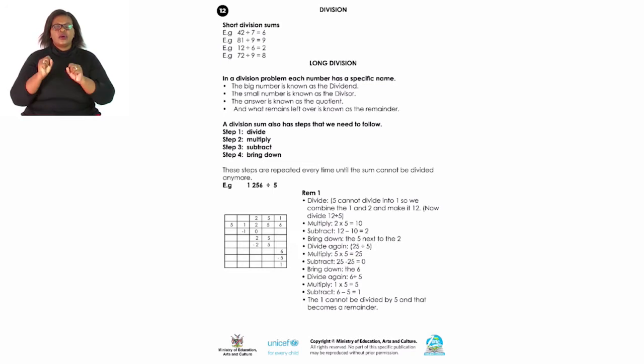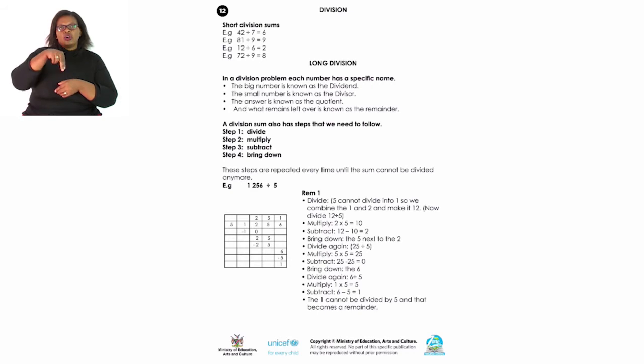Good. Long division. In a long division problem, each number has a specific name. The bigger number is known as dividend, and the smaller number is known as divisor. The answer is known as a quotient, and what remains is known as a remainder.